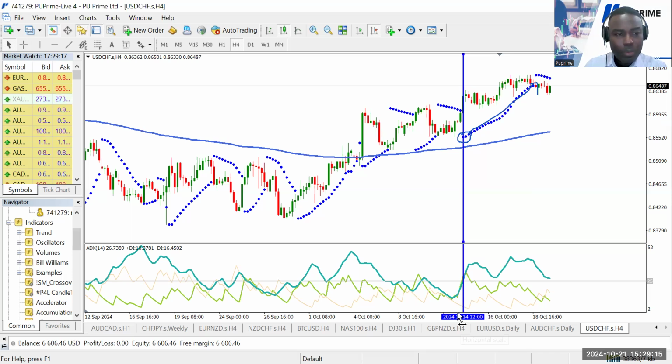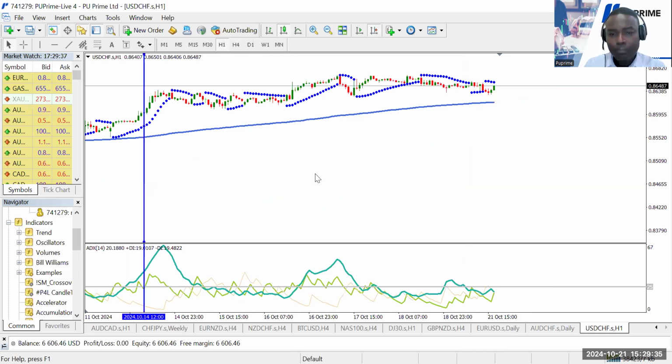And we can flip backwards to check at other instances where we found alignment, because what we're going to be looking at is what is called alignment. Alignment talks about the time when multiple indicators are saying exactly the same thing, pointing us in the same direction, whether we're buying or whether we're selling. So let's go down to 1 hour time frame.